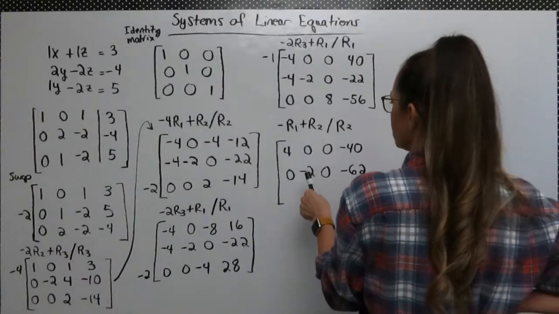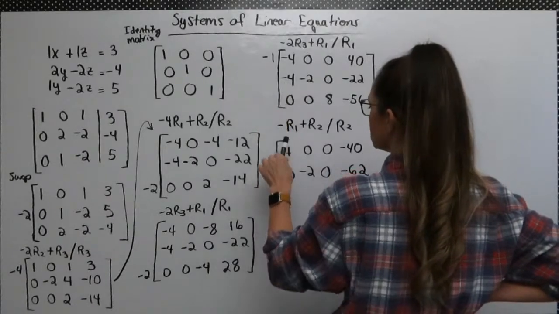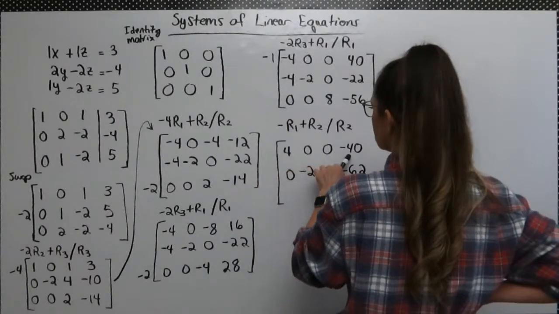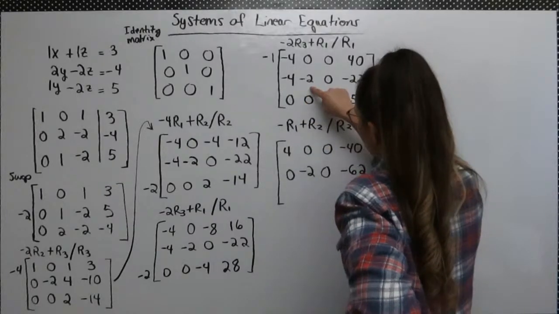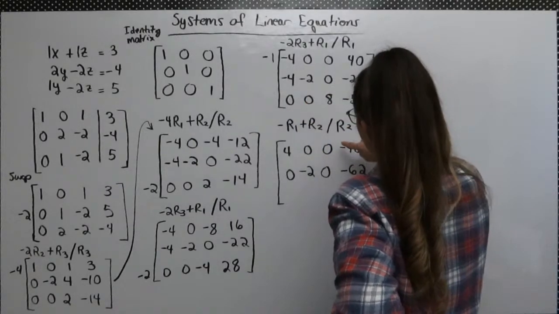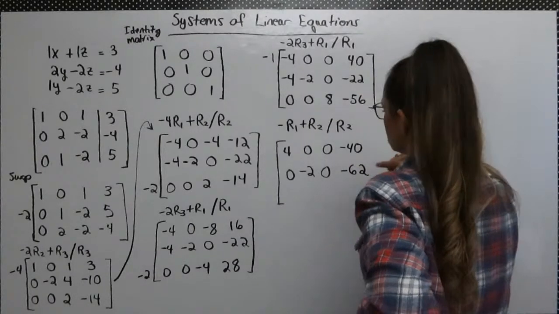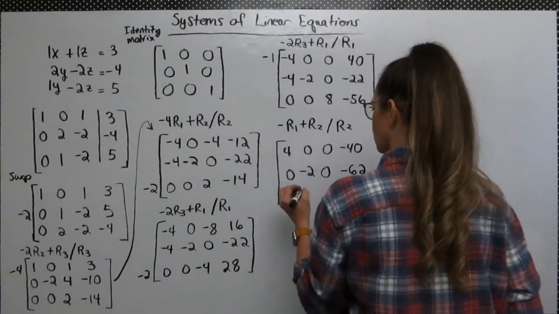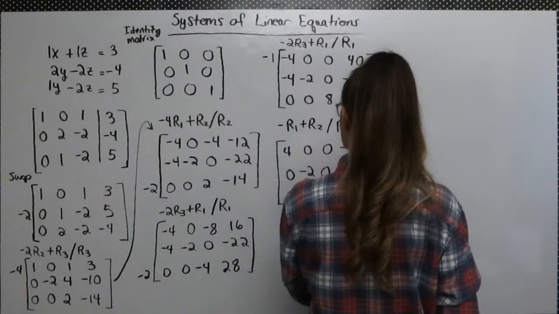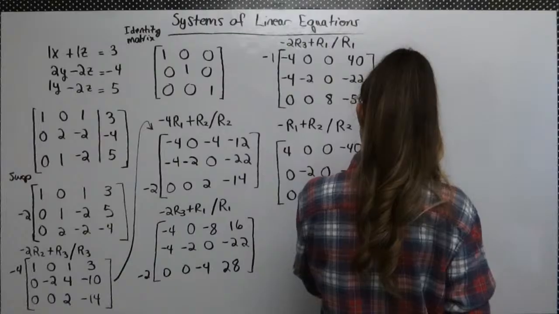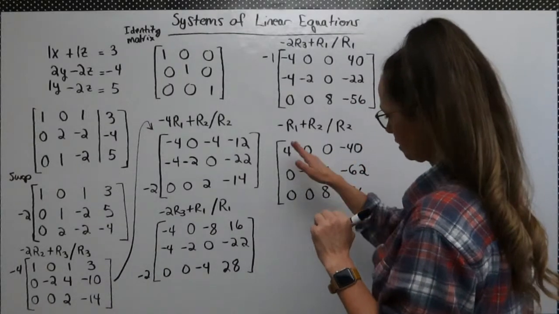Let's double check. So we have -1 times row 1 is here. And we're adding it to row 2. 0, -2, 0, and -40 and -22, -62. Okay. And then we're just going to recopy the row 3. 0, 0, 8, -56. All right. So we have all of our values in place.